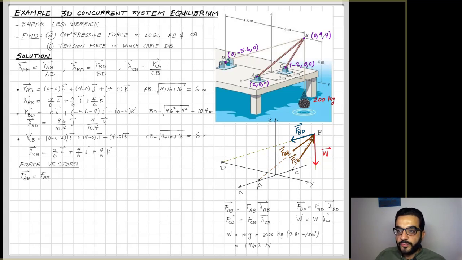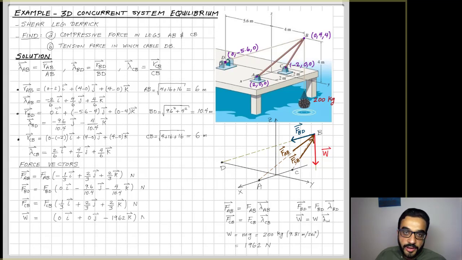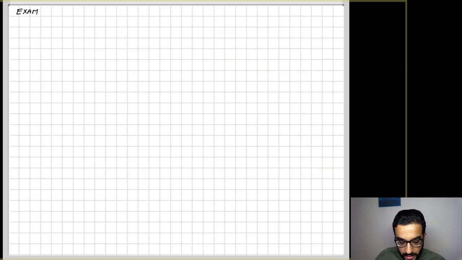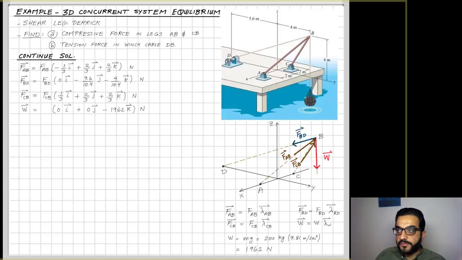So now I can summarize that the force vectors would equal the unknown magnitudes of all these forces, AB, BD, and CB, times the unit vectors I just calculated in the step before. The easy one to represent as a force vector is the weight, because it goes vertically downwards, so the unit vector for W is -1 K. I don't have to calculate that, the direction is basically the Z direction, -1. So now I set up the problem for equilibrium. I have all the forces in vector notation.